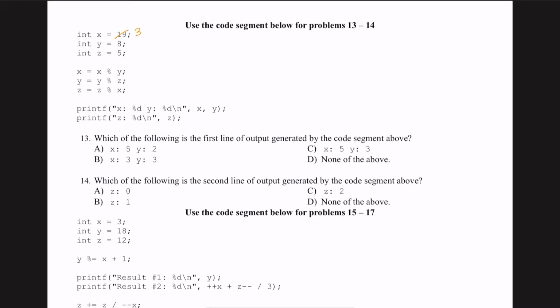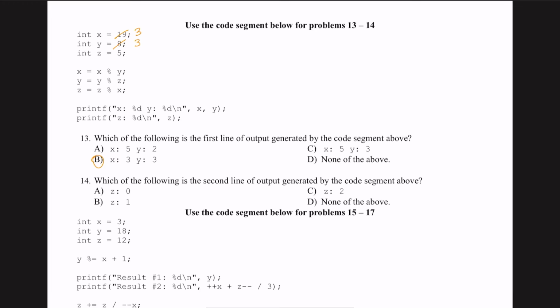y is equal to y mod z. 8 mod 5 is also going to be 3, because you have one full group of 5 and 3 left over. Therefore, our answer is B. x is 3, y is 3.